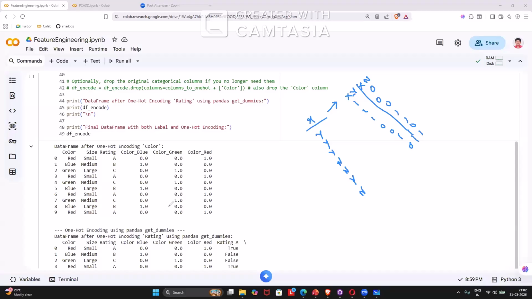If there are 3 values like this, red, blue, green, red, green, blue, how many distinct values are there in this particular column? 3, right? So we are converting color into color blue, color green, color red. The red will be represented as 0, 0, 1. The blue will be represented as 1, 0, 0. Green will be represented as 0, 1, 0. This is what we are calling as one hot encoding. Hope you are getting this, right?